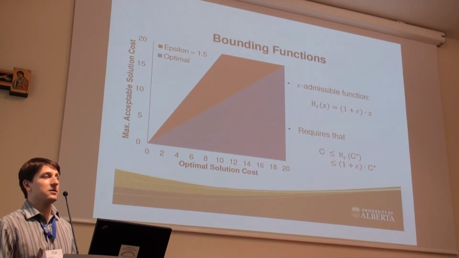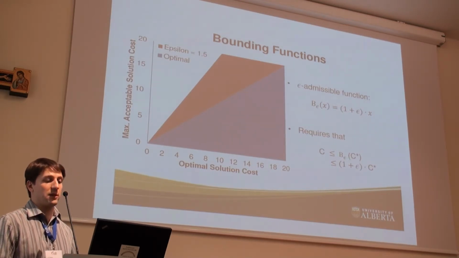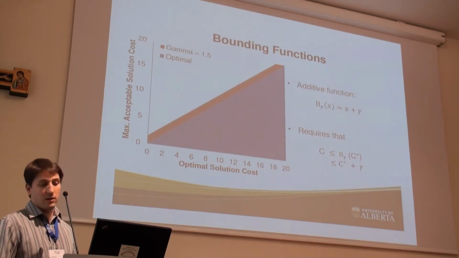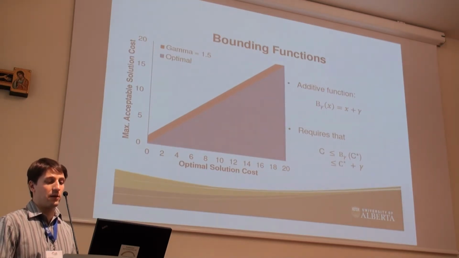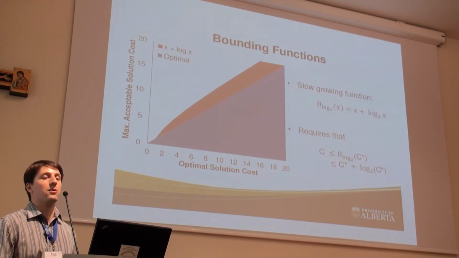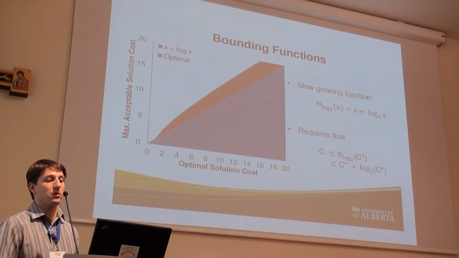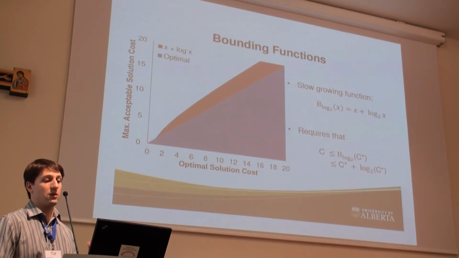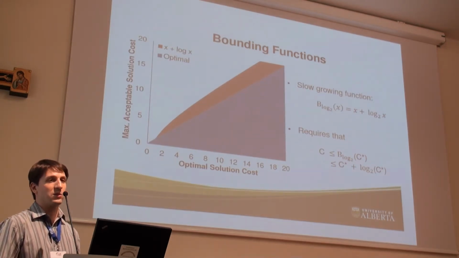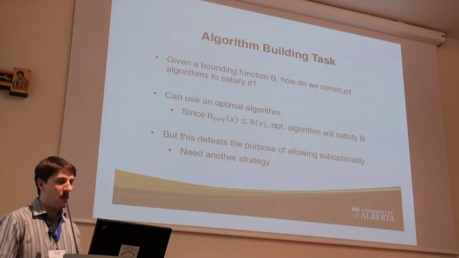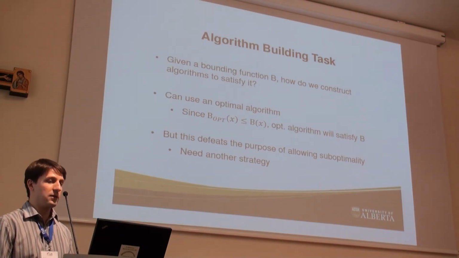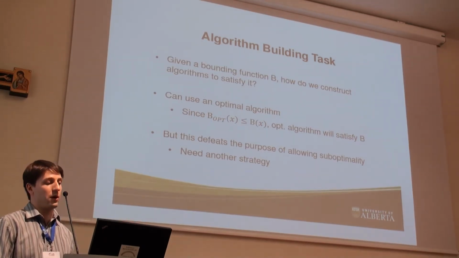Epsilon admissibility looks like this. This is the epsilon admissible bounding function, 1 plus epsilon times x, because it corresponds exactly to the epsilon admissible criterion. Here's what the additive one would look like. The bounding function in this case is b of x equals x plus gamma. And here's what that earlier logarithmic one would look like, where we're allowing solution suboptimality to increase with the optimal solution cost, but it has to grow slowly, unlike epsilon admissibility, which grows linearly. So the task now is: you give me a bounding function, and we give you an algorithm to actually satisfy it, so that we can satisfy any particular requirement that you have.